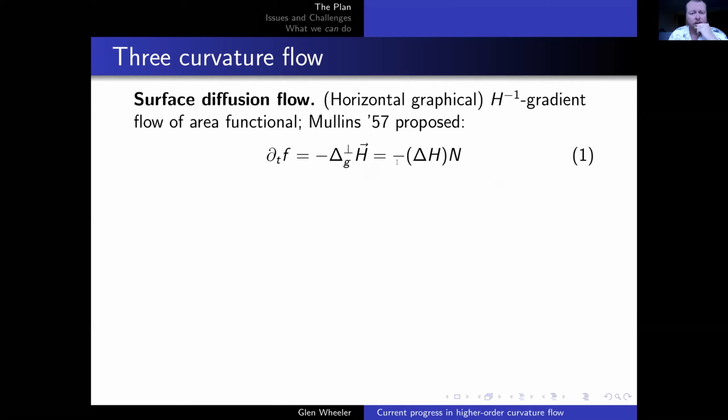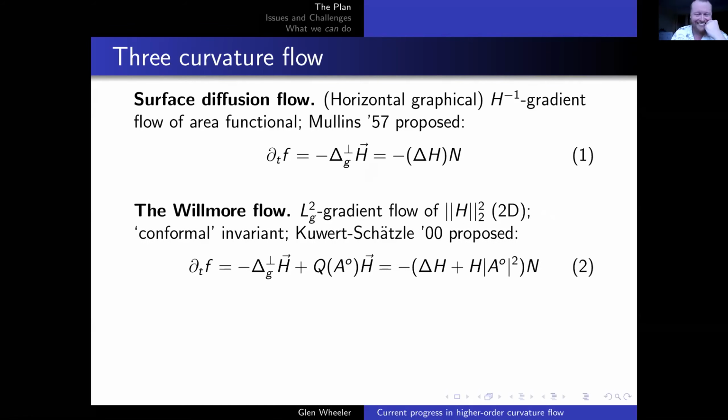Okay. Now I've got this horizontal graphical here because recently we've been very, very specific in the notion of gradient flow with functionals. So I can't help myself but to put these two qualifying words here. But if you want to know more about that, it's a whole story, and I'm happy to talk to you about it. Maybe in the coffee break or something.